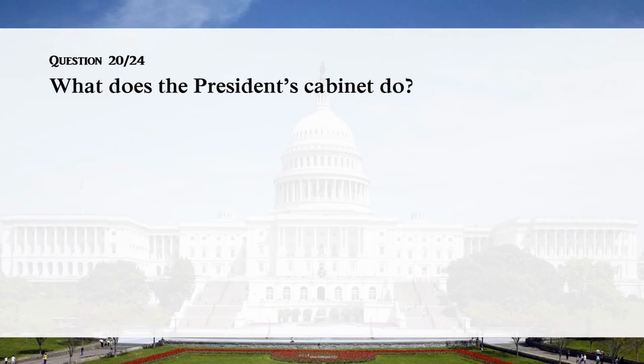What does the President's Cabinet do? Advises the President. What are two cabinet-level positions? There are multiple answers to this question.